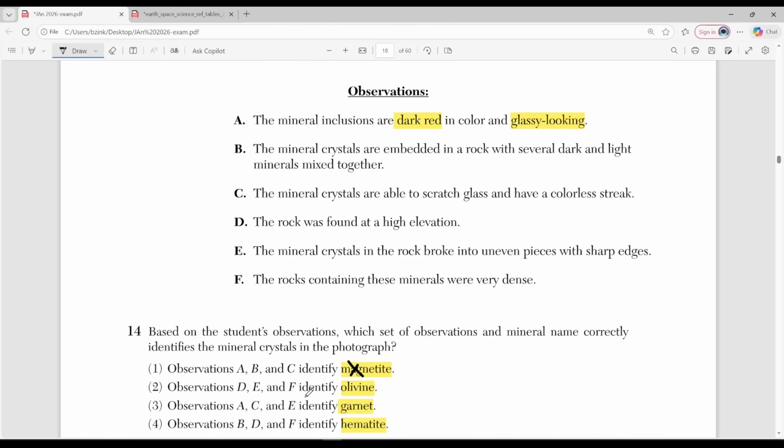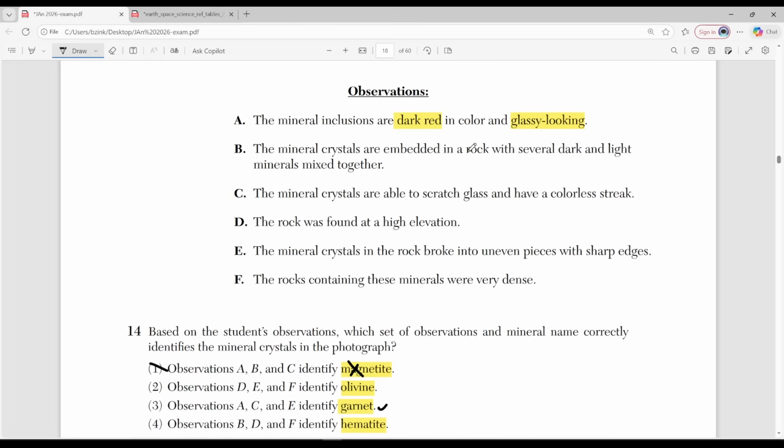But it could be these. Well, dark red, anything with A has to be dark red. So this is out. So now garnet is good. So this is good. So now we're going to see if B is hematite.